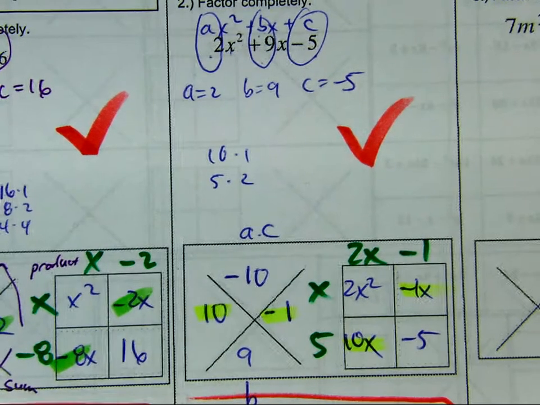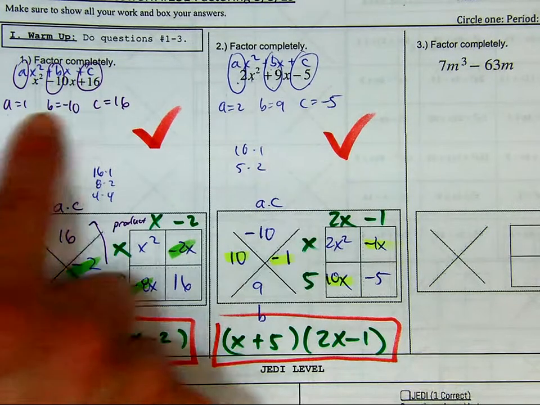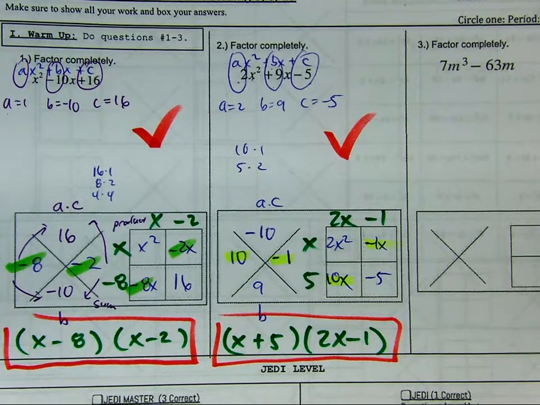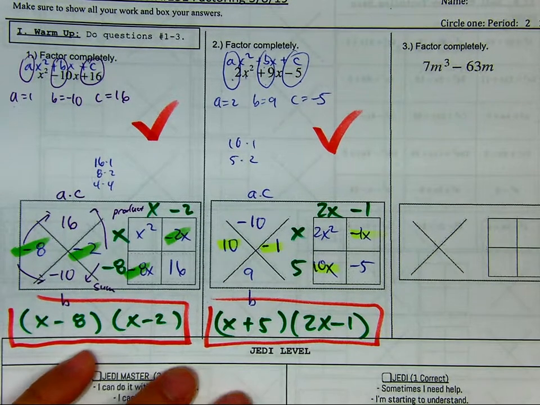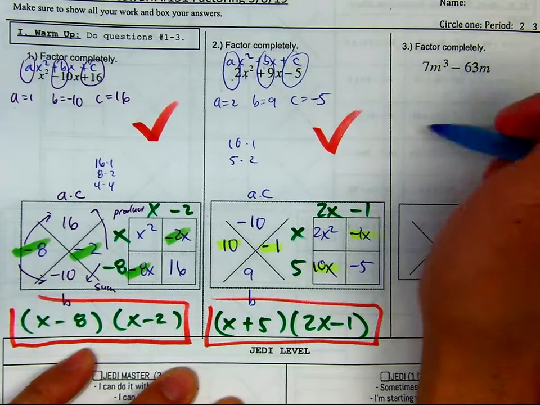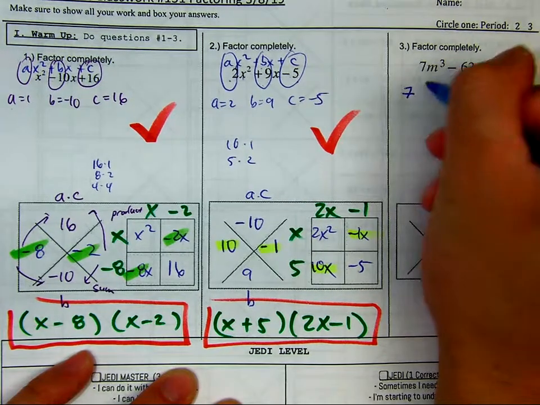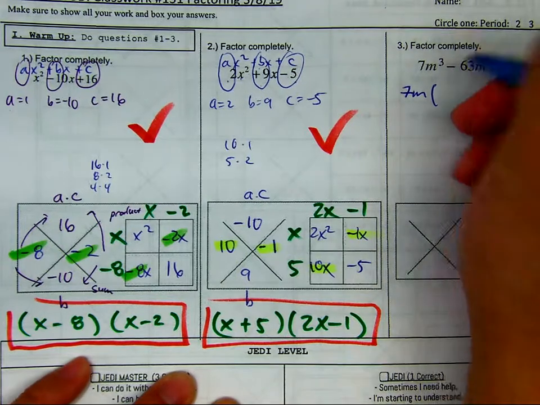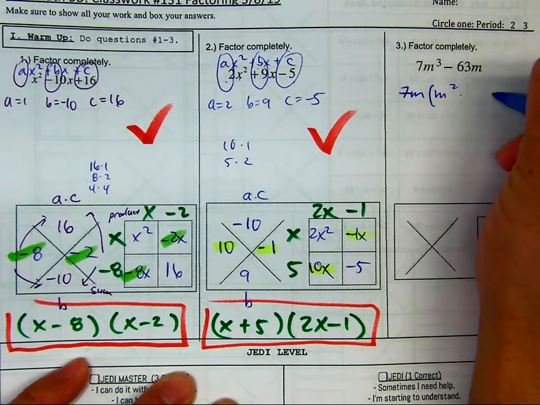These two examples here, none of these have a greatest common factor. Right? They're not going to be hanging out during spring break. Does question number 3 have a greatest common factor? What is it? 7 and an m. What's left? M squared minus 9. Okay.